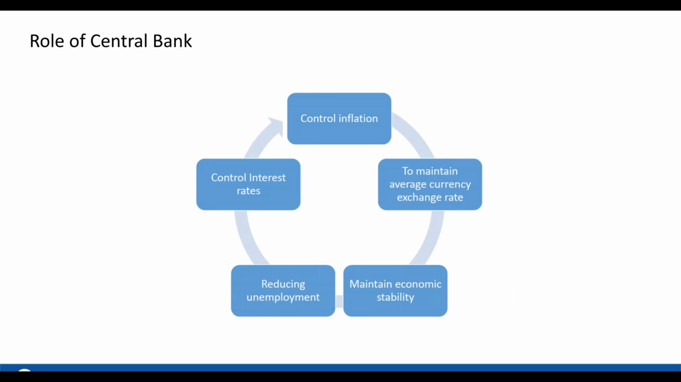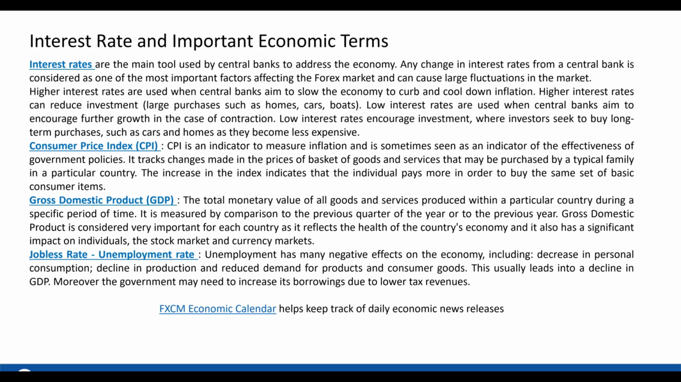Interest rates and important economic terms. Interest rates are the main tool used by central banks to address the economy. Any change in interest rates from a central bank is considered as one of the most important factors affecting the Forex market and can cause large fluctuations in the market.